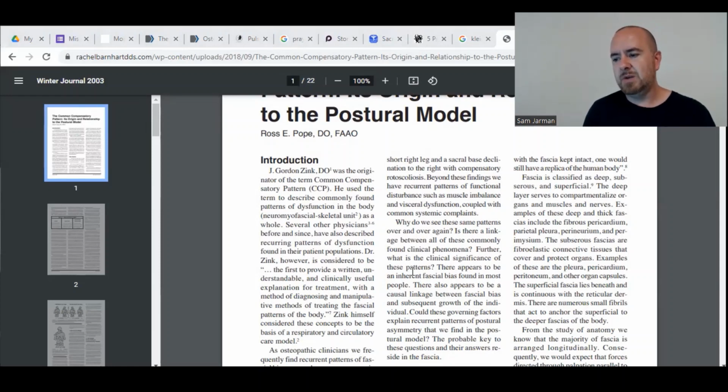He used the term to describe commonly found patterns of dysfunction in the body, the neuromyofascial skeletal unit as a whole. Several other physicians before and since have also described recurring patterns of dysfunction found in their patient populations. So right there, recurring patterns in their patient population, not the population at large. They're giving it to you from their own perspective.